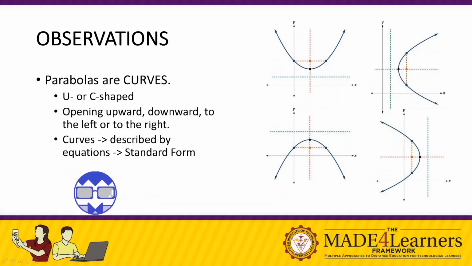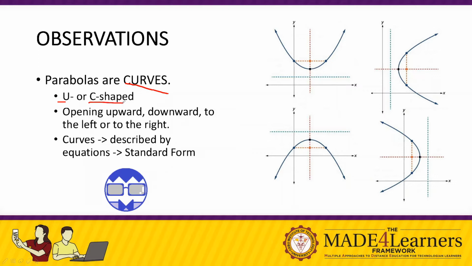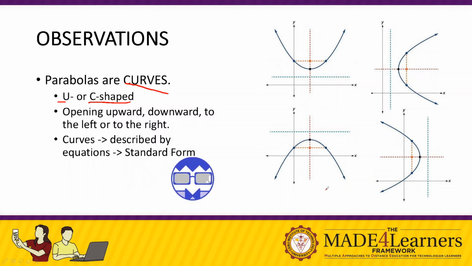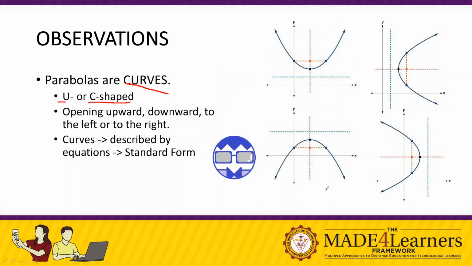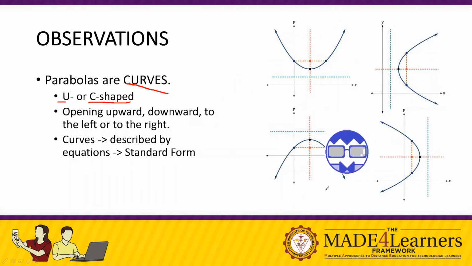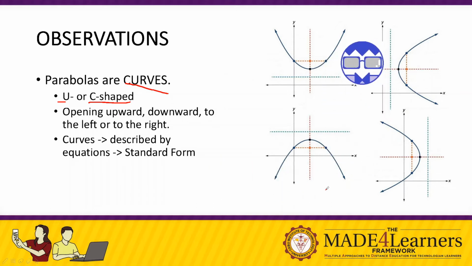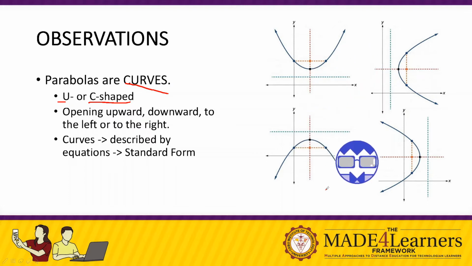Another observation is that parabolas are all curves. So talking about curves, either it is a U-shaped curve or a C-shaped curve. So try to observe the images here at the side. As you can see, it's either a U or an inverted U, or here we have the C shape here, or the reverse C shape here.